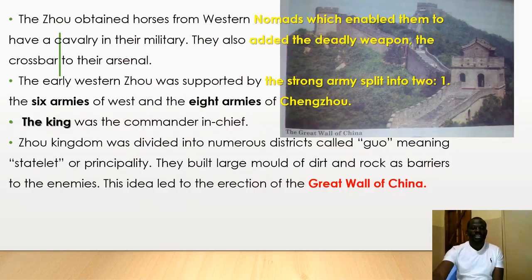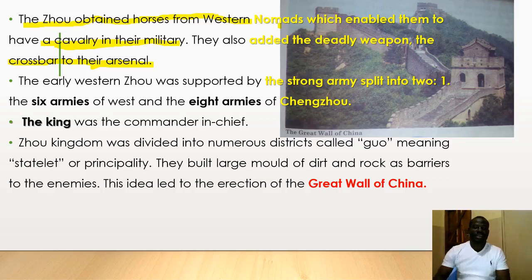The Chow, or the Zhou, obtained horses from Western nomads, which enabled them to have cavalry in the military, and they also added the deadly weapon of the crossbow to their military weapons.